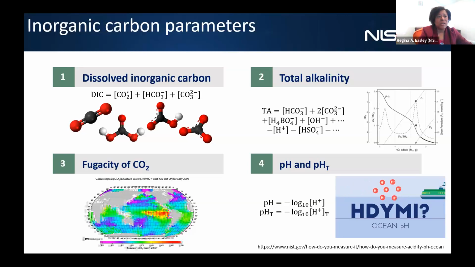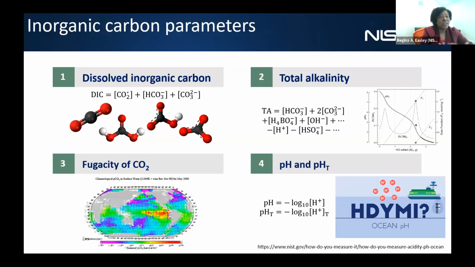Inorganic carbon is actually made of 4 subvariables that are shown here. We have dissolved inorganic carbon, which is the total of CO2*, which is dissolved CO2 and a little bit of carbonic acid, bicarbonate, and then carbonate ion. Total alkalinity is measured through titration, and it gives an idea about the buffering capacity, or the ability of a water sample to withstand changes in pH. Fugacity of CO2 is really helpful for looking at air-sea gas exchanges. And then pH is the negative log of the hydrogen activity in seawater.